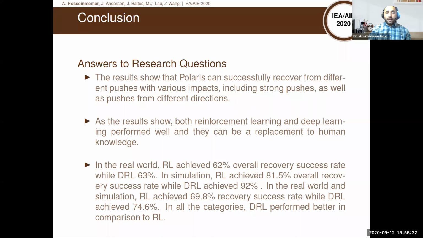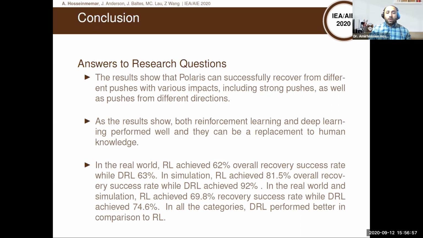So for the conclusion, we want to first answer the research questions that we brought up at the very beginning. The results show that Polaris can successfully recover from different pushes with various impacts, including strong pushes as well as pushes from different directions. The results show both reinforcement learning and deep reinforcement learning performed well, and they can be replaced to human knowledge.